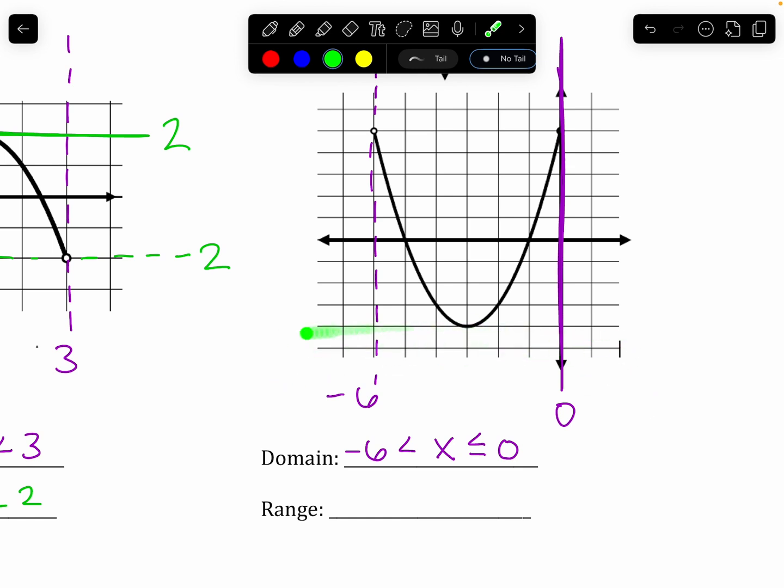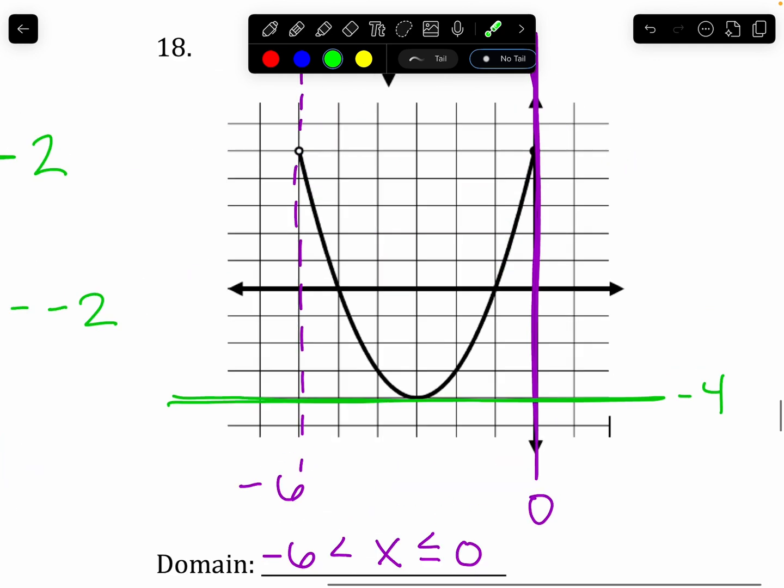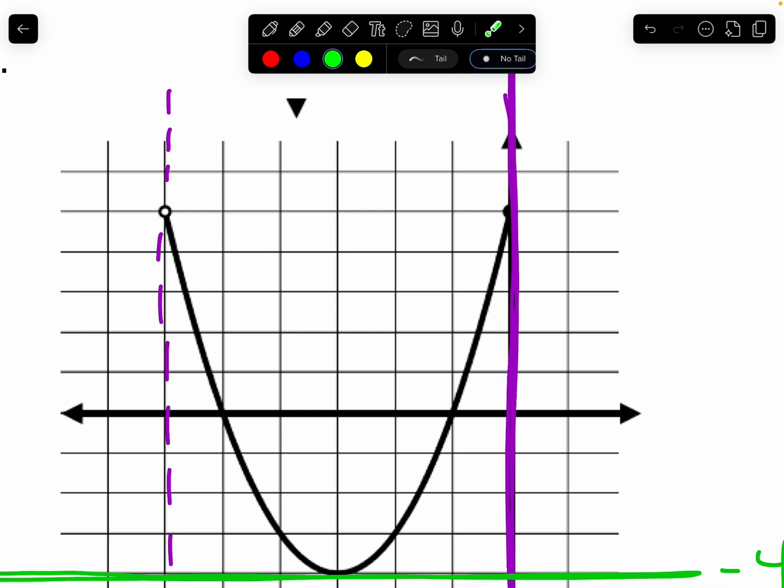Checking out my range values, they go this way. The first range value that I have is right here. That's where my graph starts. Because it doesn't have an open circle, we assume it's a closed circle. So we're going to draw a solid line. That's 1, 2, 3, 4. That's -4. And then as I make my way up my graph, I have y values until here. Here's where they end, okay?